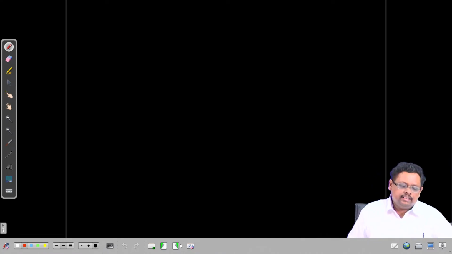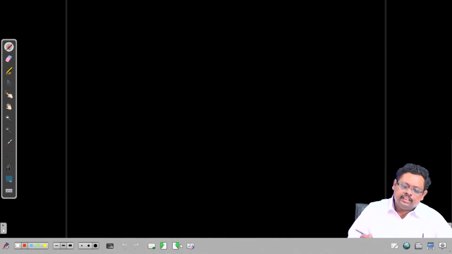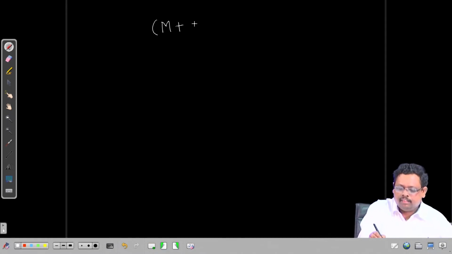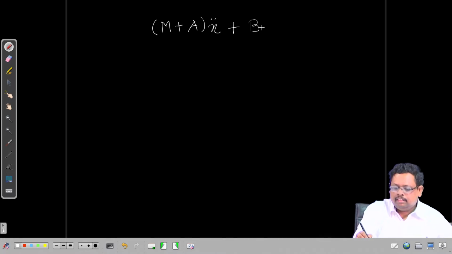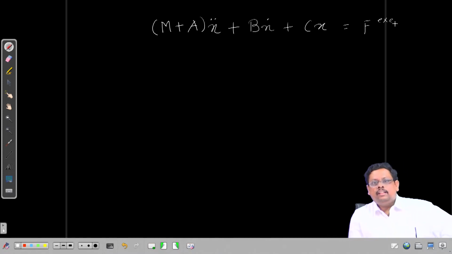In order to find that, first let us write the equation of motion and try to find out how we can guess it. So, we write (m plus a) into x double dot plus b into x dot plus c x equals f, the exciting force. So, this is the fundamental equation, right.